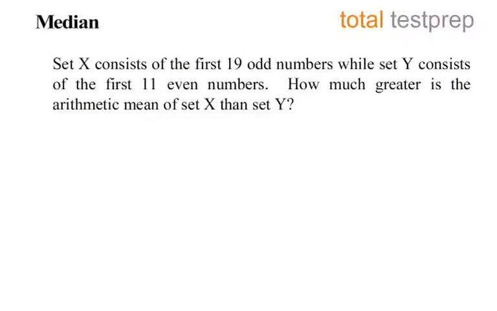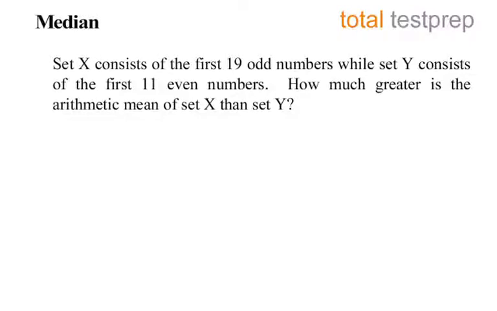Let's take a look at this question. Set x consists of the first 19 odd numbers, while set y consists of the first 11 even numbers. How much greater is the arithmetic mean of set x than set y? So once again, we're dealing with averages, the average of set x and the average of set y. But keep in mind that set x and set y are sets of consecutive numbers. Set x consists of odd numbers, set y consists of even numbers.